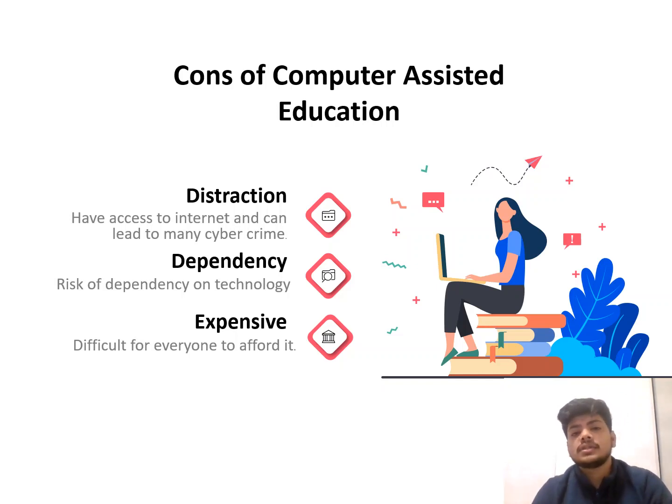The second drawback of this education system is dependency. Nowadays students are dependent on this type of technology. If the technology fails, the student is not able to learn. So this is the most important drawback which the generation is facing right now.